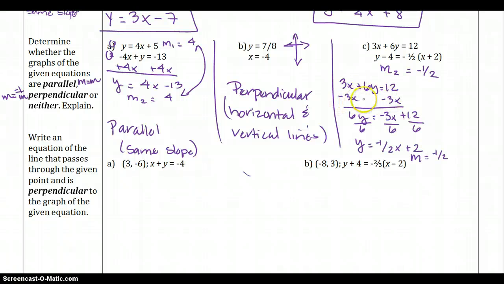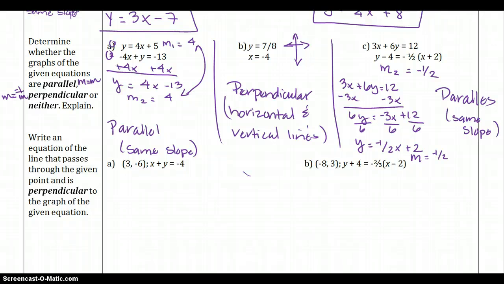I subtracted 3x from both sides, and then I divided everything by 6, and I got y equals -1/2 x plus 2. My slope here was -1/2, and my slope here is -1/2, so these are indeed parallel because they have the same slope. What would make them perpendicular would be if this was 2 instead.